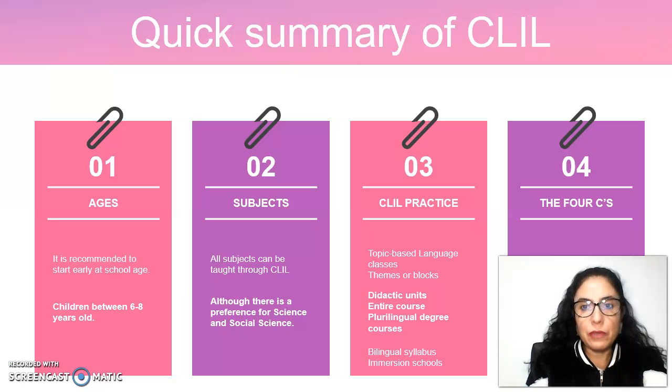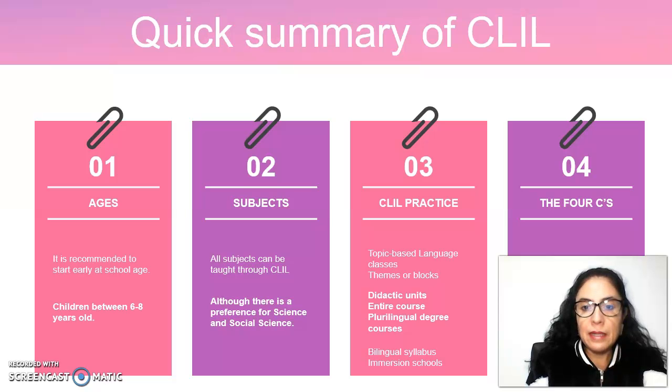A quick summary of CLIL. I can talk about ages. It is recommended to start early, at school age, with children between 6 and 8 years old, so that CLIL has a better impact on their learning. All subjects can be taught through CLIL, although there is a preference for science and social science subjects.